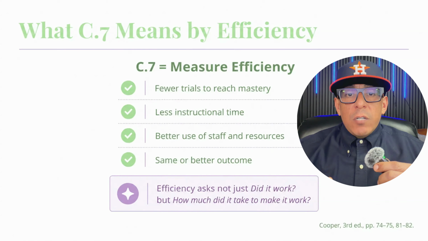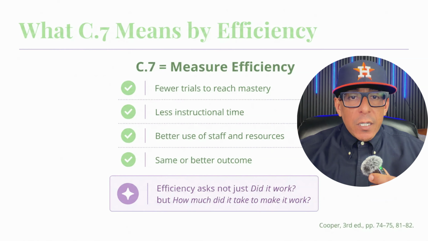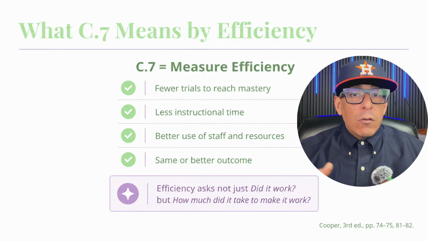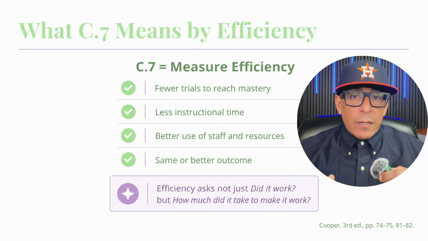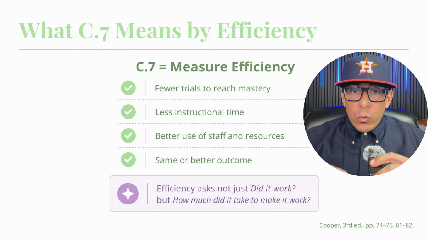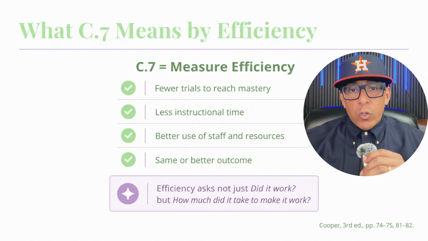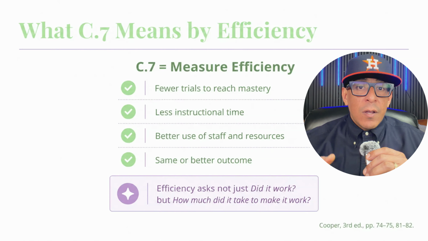If two teaching methods both work, the next question is which one gets the learner there with fewer trials, less time, and better practical value? Seven is asking you to measure how efficiently behavior change happens. The text explains that practitioners need measurement to know whether and when behavior changed.